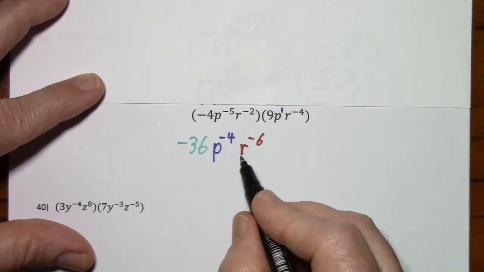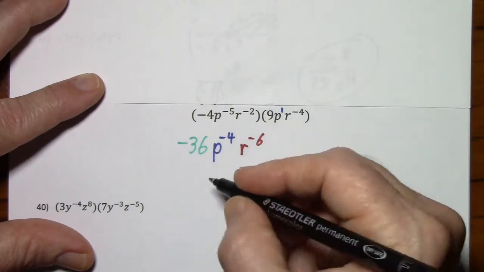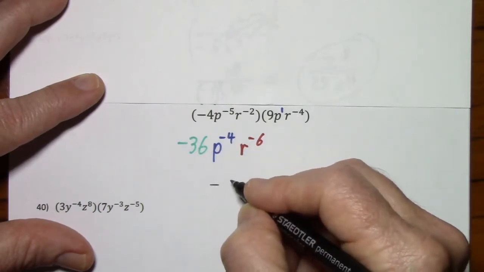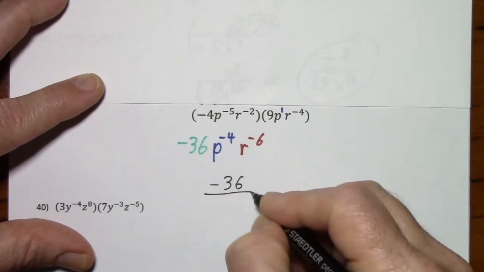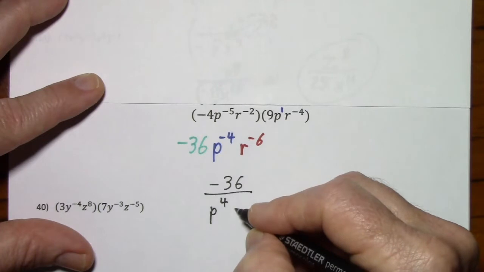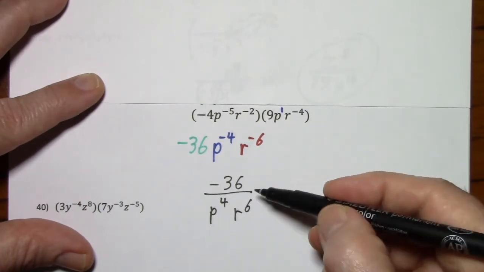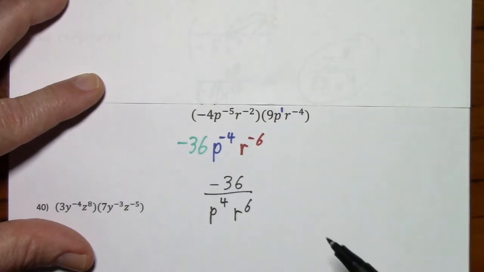And now for each of these variables with a negative exponent, I'll take the reciprocal. So this will leave us with, notice the exponents are positive once I put them down in the denominator.